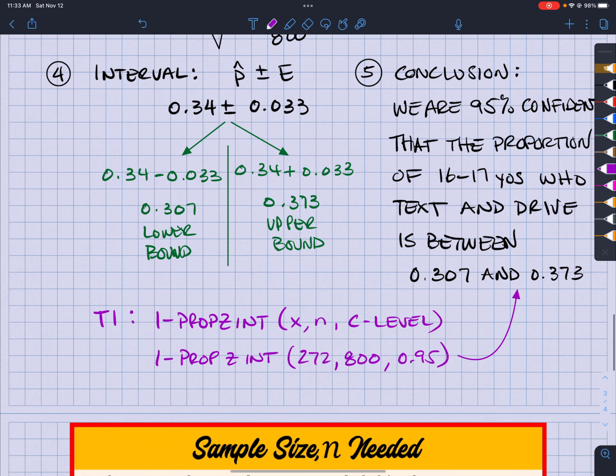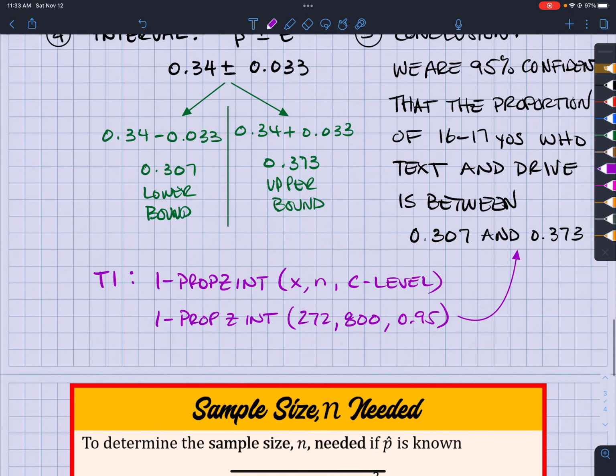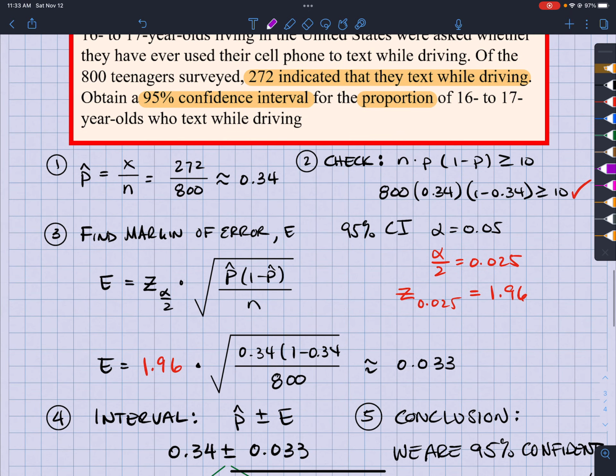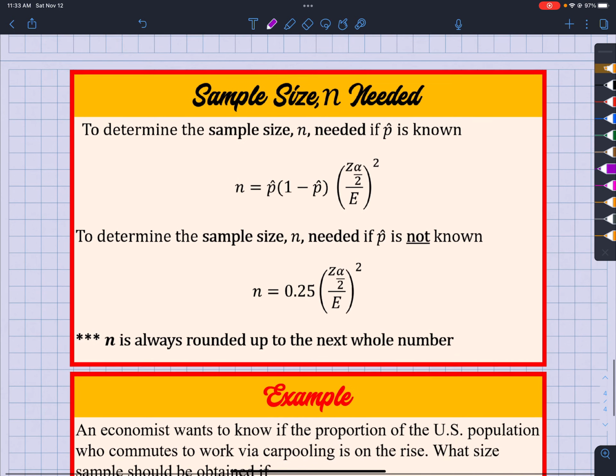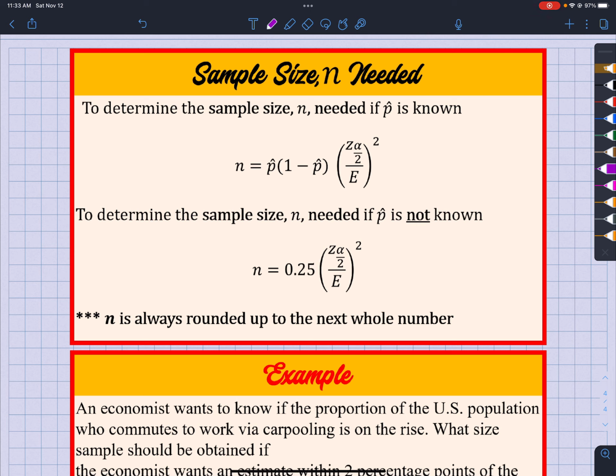All right, so next, here we have the sample size and everything else working out. However, sometimes they're unsure of, hey, what sample size should we use? If we have to determine the sample size needed, and we know p hat from previous, then we can use this formula here. If we, however, don't know a previous p hat or a previous point estimate, then we would do something like this.